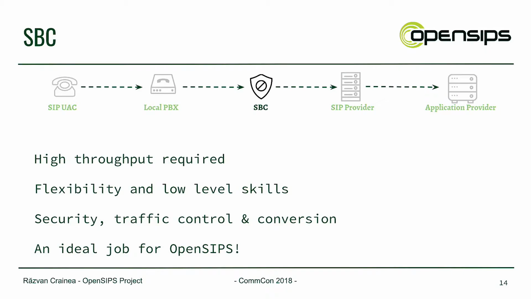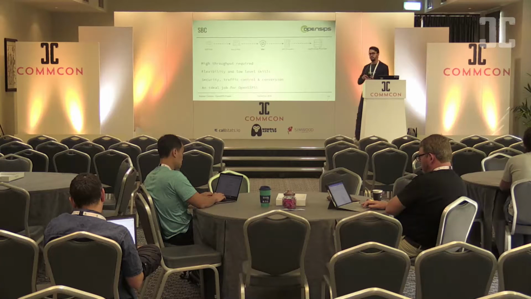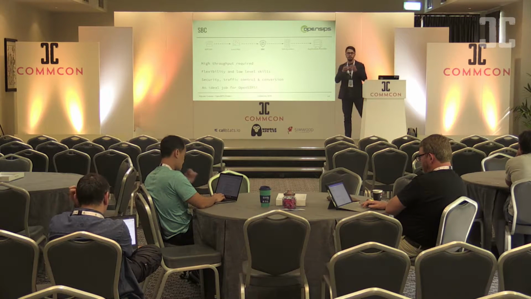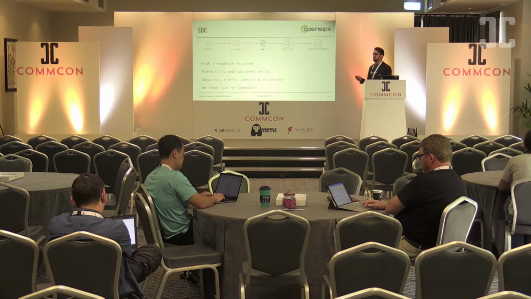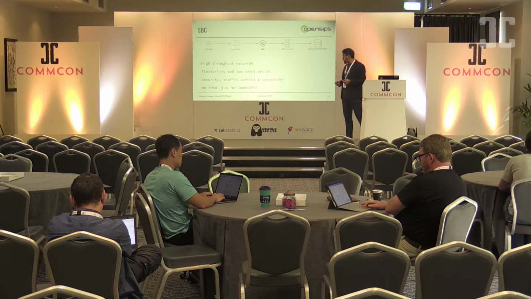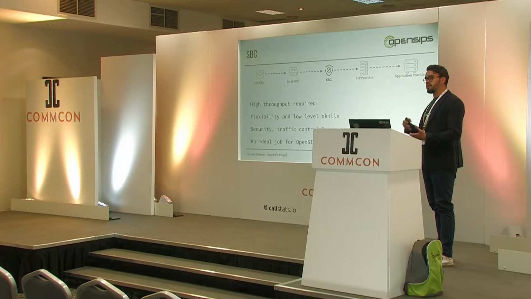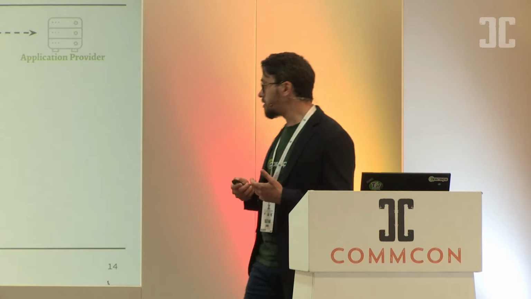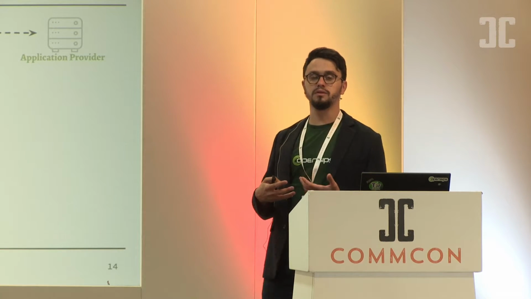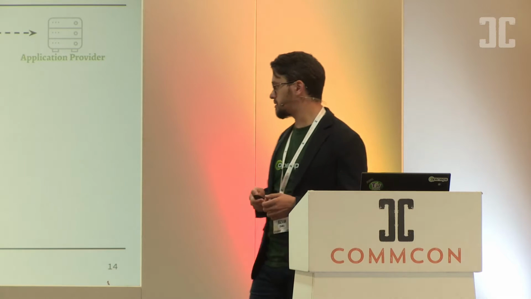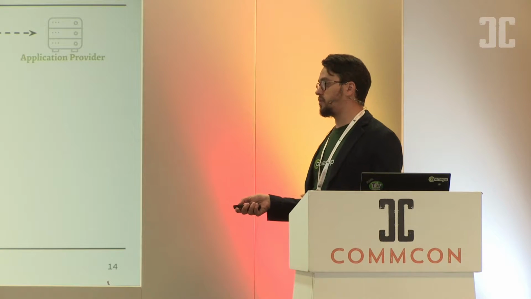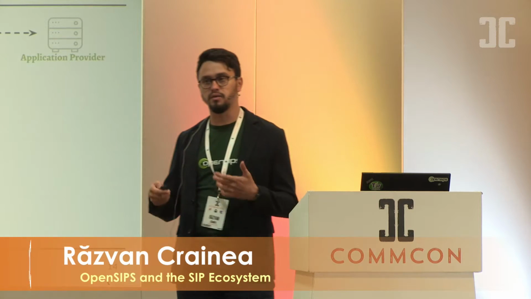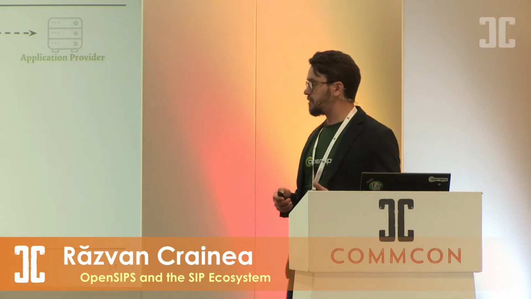When we get to an SBC, a session border controller, as we said, a very high throughput is required because it has to handle a lot of local PBXs from all over the area or all over the country, let's say. And it has to have a lot of flexibility because it needs to detect any malicious traffic and block it. It has to normalize traffic, to enforce certain security policies like access lists and stuff like that. But this is an ideal job for OpenSIPS because in OpenSIPS we can do that very, very well. I will show you a bit later how.